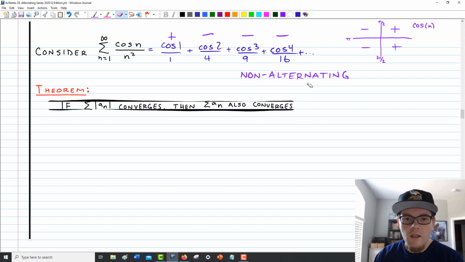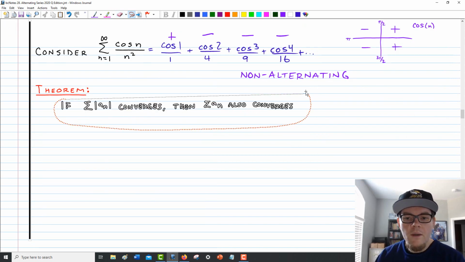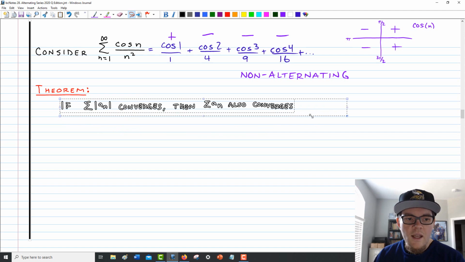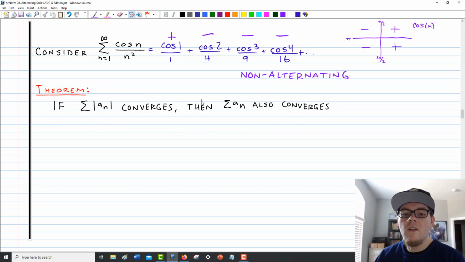So that statement is right here. The theorem itself says the following: if the series with the same terms but all positive converges, then the series a sub n also converges. This is a little strange, but basically it says if we ignore the signs completely and just make all the terms positive, and the series that we look at converges, then the other series that has the signs changing will also converge too.